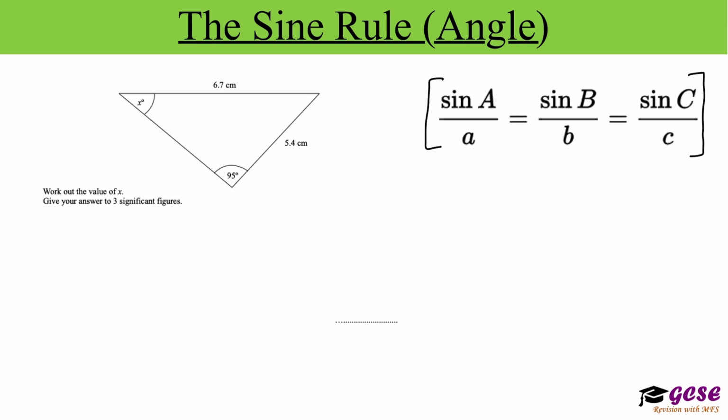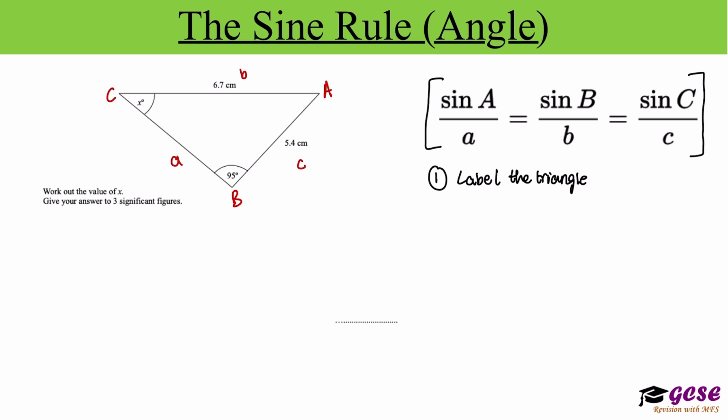Now, step one to working out the answer to any question that involves the sine rule or the cosine rule is label the triangle. Remember the corners are capital letters and the sides are lowercase letters. So we've got capital A, the side opposite A is lowercase a. Capital B, the side opposite B is lowercase b. Capital C, the side opposite C is lowercase c.